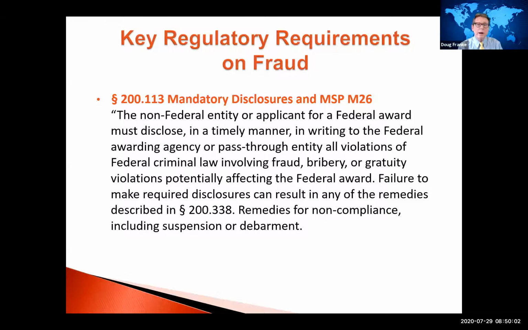Okay, and what this requires is, there's a different rule if you're a prime or a sub-recipient. If you're a prime recipient, if you get your money directly from USAID and you have a fraud with US government money, you must report that to your agreement officer and to the OIG in Washington. And in M26, it gives you the email address of who you must send that to.